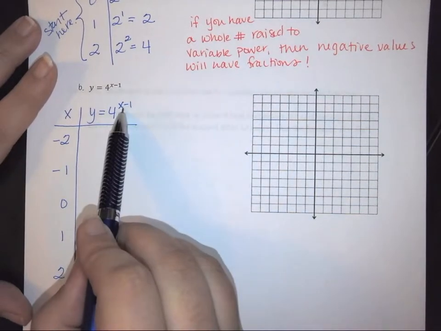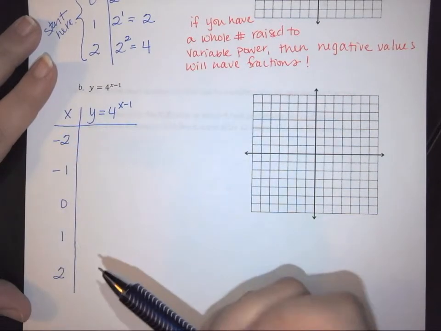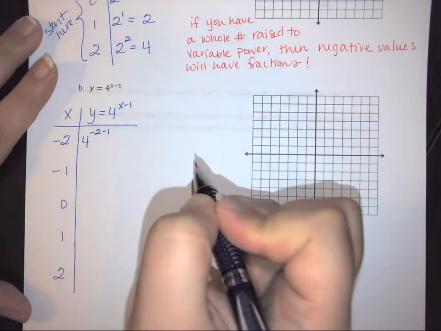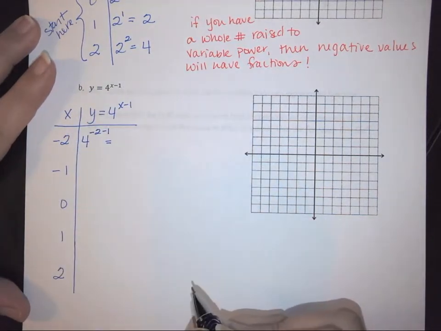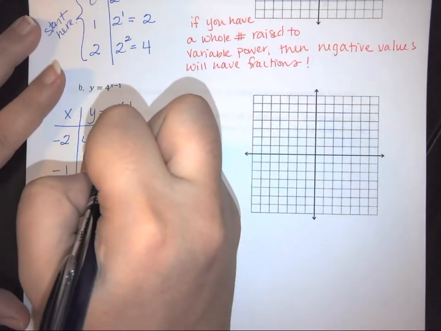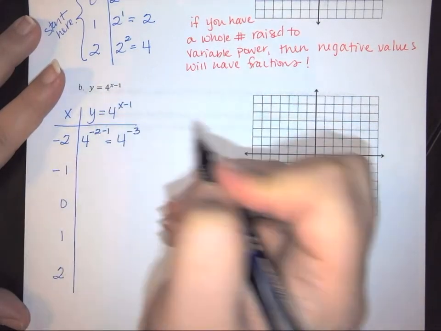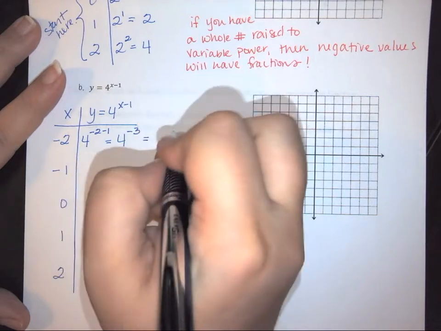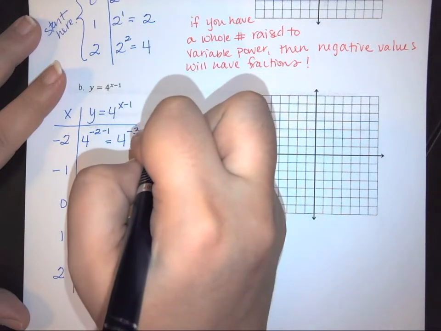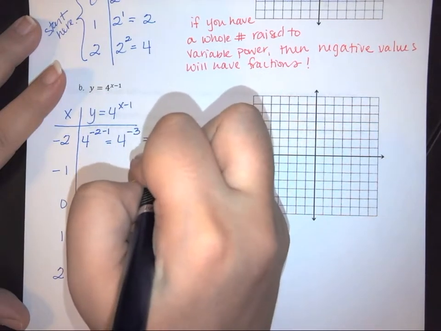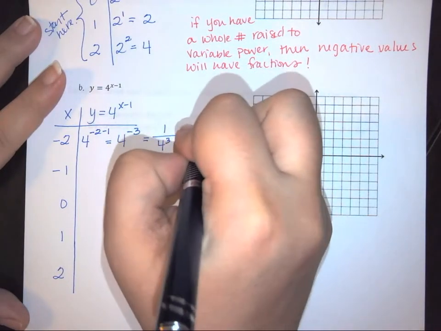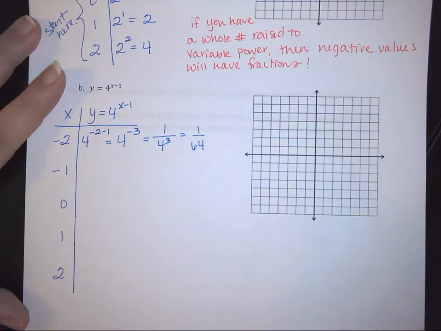And this time I have to plug this in. So I have -2, so this becomes 4 to the -2 minus 1. You need to do the math inside the power first before you reduce and simplify. So here this becomes 4 to the -3. My exponent rule says I need to flip my reciprocal. So this becomes 1 over 4 to the 3rd. And 4 to the 3rd is 64. So this is 1 over 64.